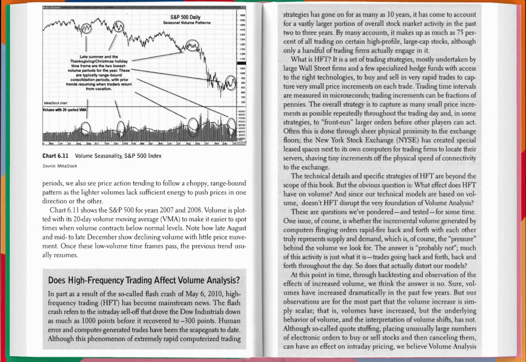During these holiday periods, we also see price action tending to follow a choppy, range-bound pattern as the lighter volumes lack sufficient energy to push prices in one direction or the other. Chart 6.11 shows the S&P 500 for years 2007 and 2008. Volume is plotted with its 20-day volume moving average, VMA, to make it easier to spot times when volume contracts below normal levels. Note how late August and mid to late December show declining volume with little price movement. Once these low volume time frames pass, the previous trend usually resumes.